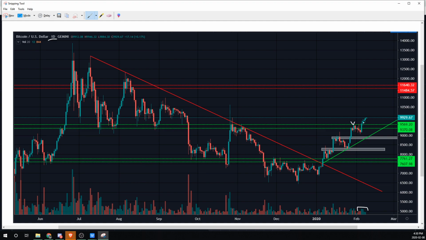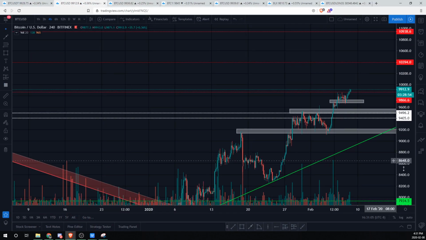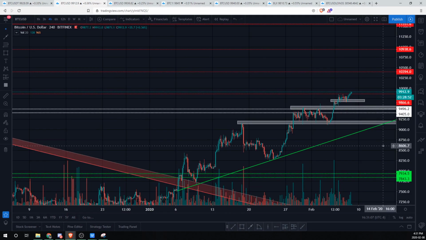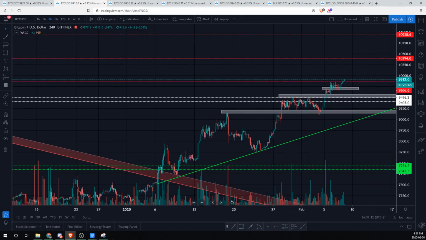We've held it for 2 days now. This is our 3rd day that we've held this zone. So that just really shows me that the bulls are present, pushing the market back up. So now let's go to the 4-hour, where we can dissect the chart a little bit more. And let's just break it down on the 4-hour here.